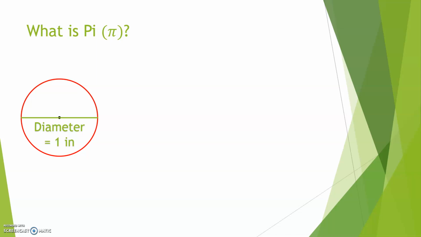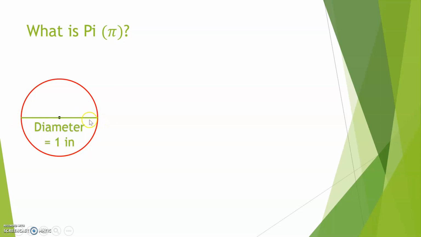But pi is a very special thing. The Greek philosophers, mathematicians, kind of discovered pi, invented pi, whatever you want to call it. Let's take this again. This is the proof of why pi is the way it is. We have a circle with a diameter of 1 inch. It could be 1 centimeter, 1 meter, but as long as the diameter is 1 something, this is the proof.